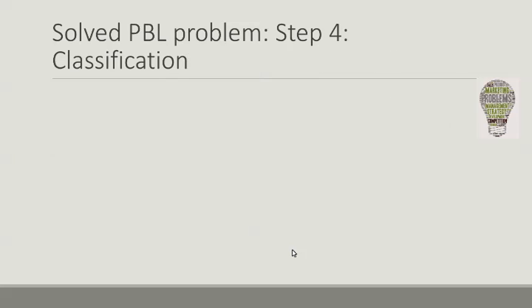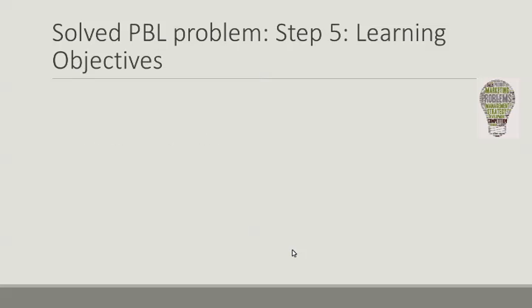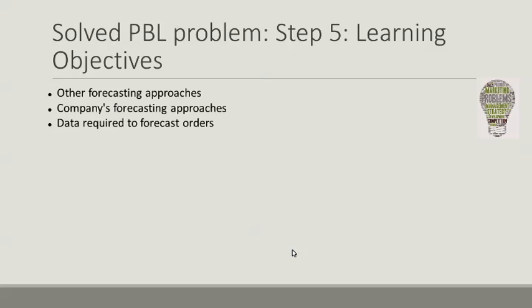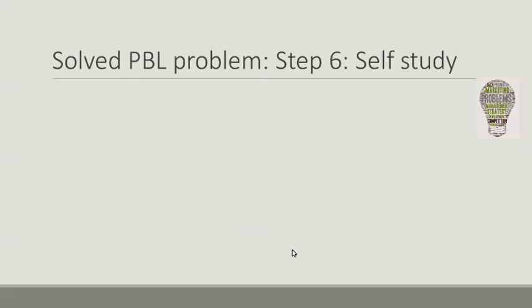And step 4, Classification. Close relationships. Finance. New customers. Proposed solution to be explored. Step 5, the learning objectives. Other forecasting approaches, companies' forecasting approaches, data required to forecast orders, sales data customers have, potential sharing of data, ICT tools for forecasting. Step 6, self-study.